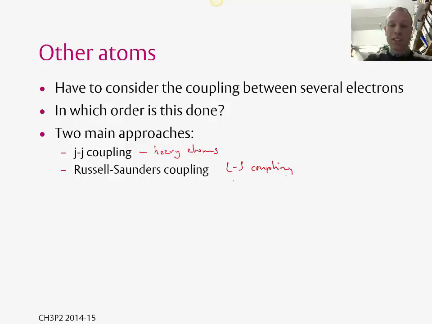And this approach is used for light atoms. Now, when I've said light and heavy, I haven't said what a definition of a light or heavy atom is. Basically, there's some point at which JJ coupling starts to give better results than the Russell-Saunders coupling. But in general, for the top of the periodic table, we'd use the Russell-Saunders coupling. And that's the coupling approach we're going to look at in a bit more detail.